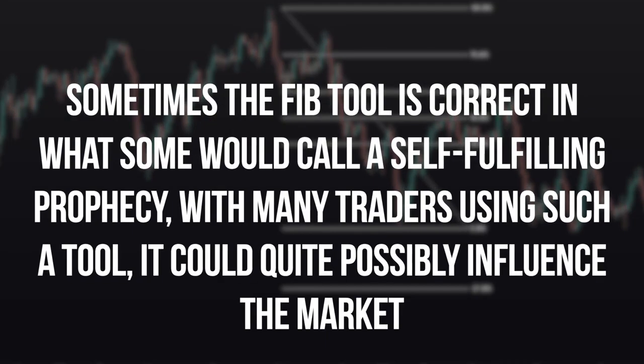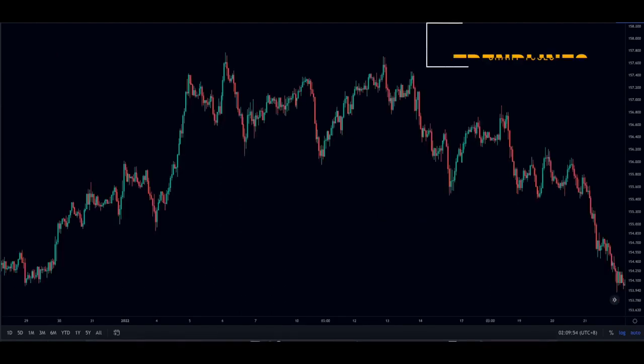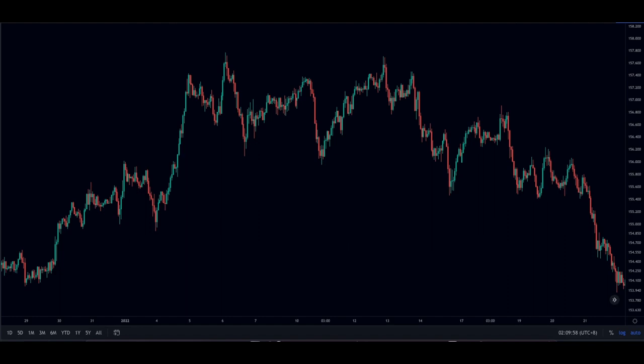Sometimes the Fib tool is correct in what some would call a self-fulfilling prophecy. With many traders using such a tool, it could quite possibly influence the market. However, more times than not, it's incorrect. Not to mention that there's far too many levels to account for, ranging from 38 to 78%. Trend lines. Trend lines are normally used to identify the trend. I don't personally use them because I can eyeball the market and identify the trend.